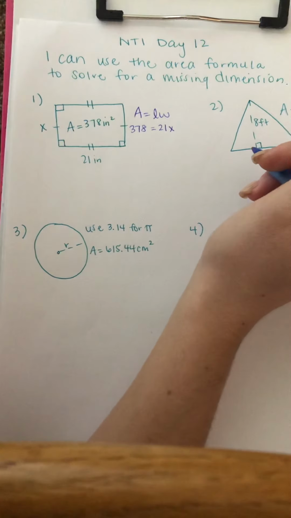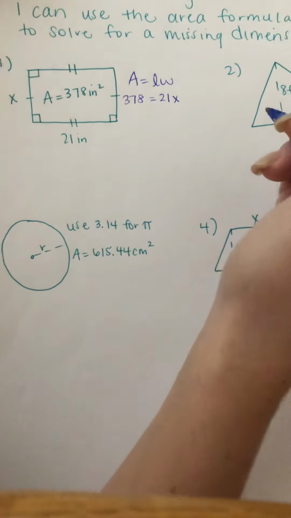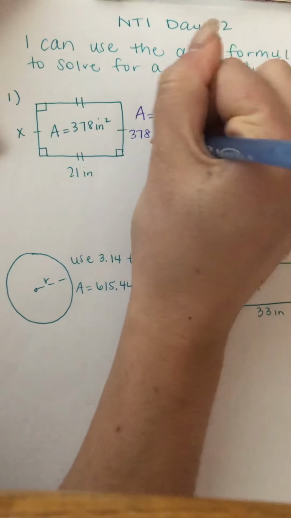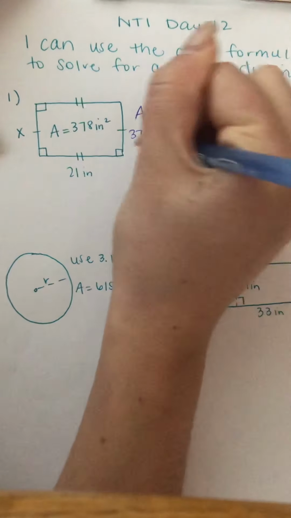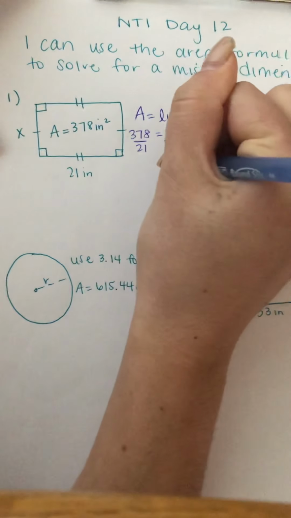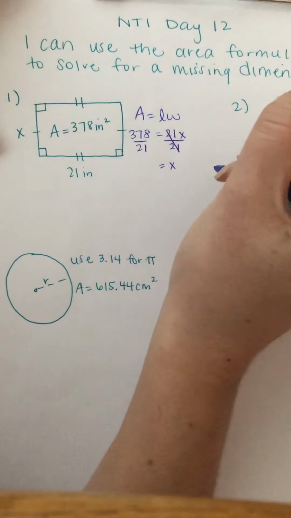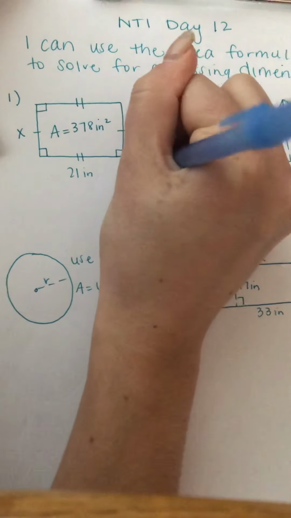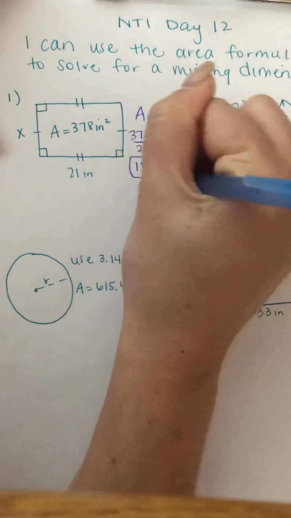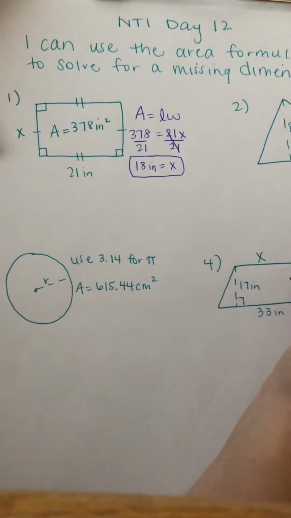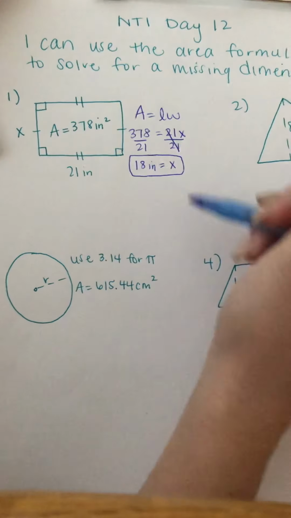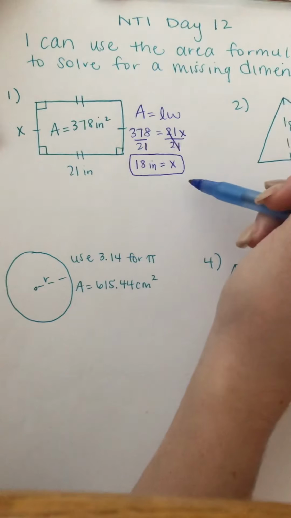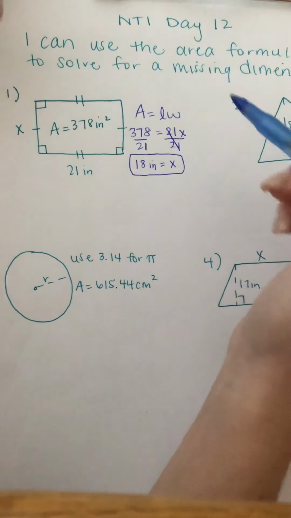Let me zoom in a little bit. Okay. And now we're going to solve for X. So we're going to divide both sides by 21 to find X equals 18. And that's inches. Make sure that you label. You're going to see this all throughout this video. We're going to write the formula, we're going to substitute, and we're going to solve. That is distinguished, just like we do in class.